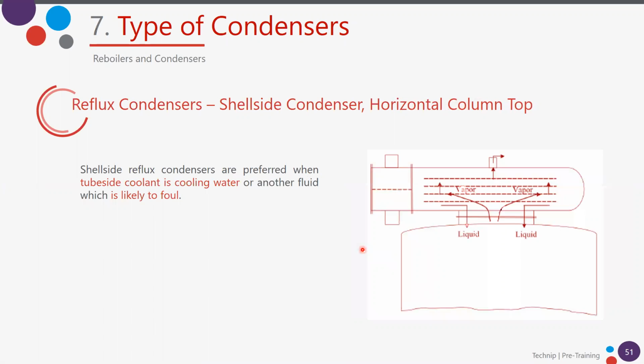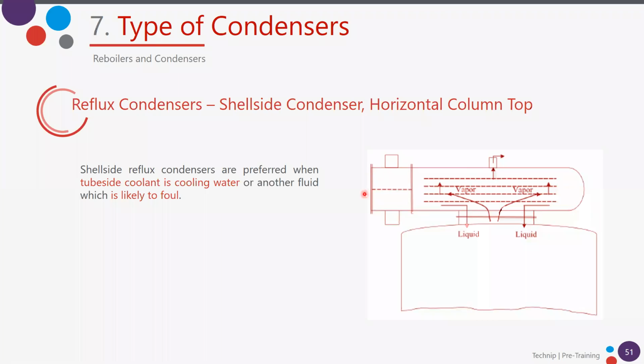Now we are going to see the horizontal condensers. This first one is the horizontal column top condenser, which is placed on the top of the column. Shell side reflux condensers are preferred when the tube side coolant is cooling water or another fluid which is likely to foul.